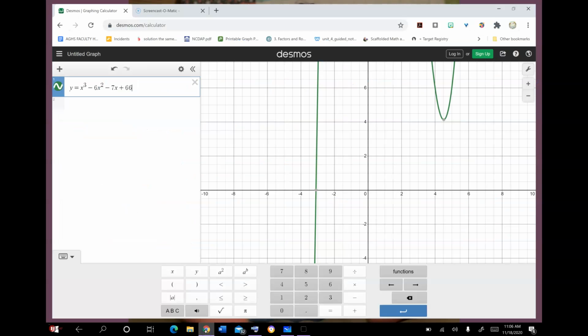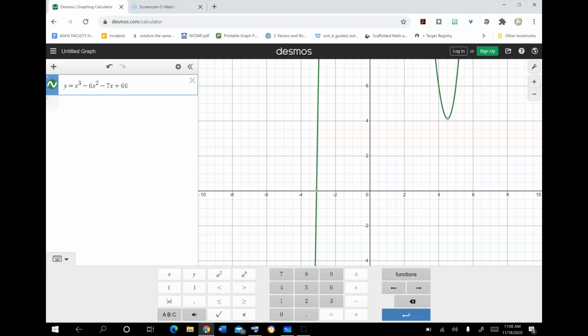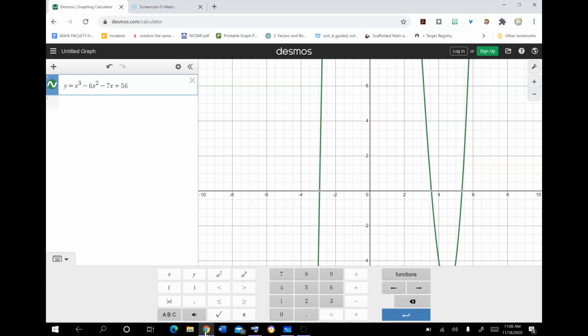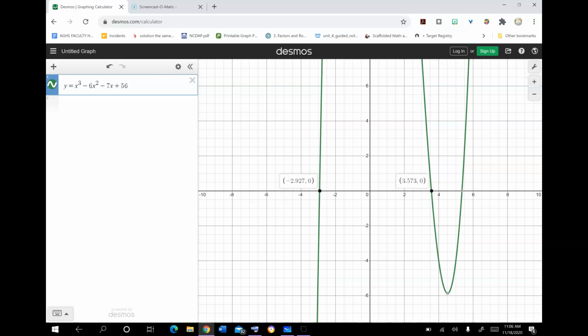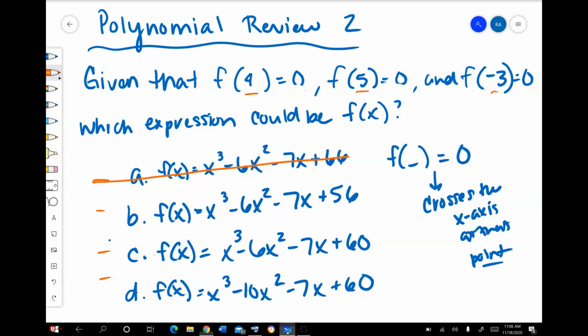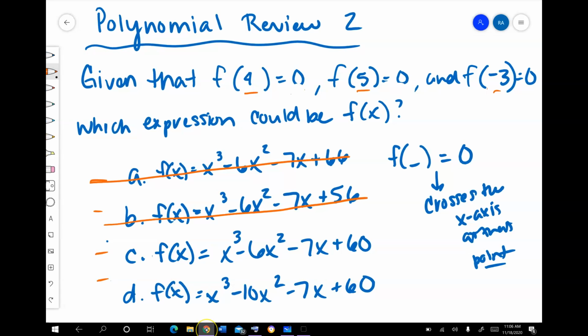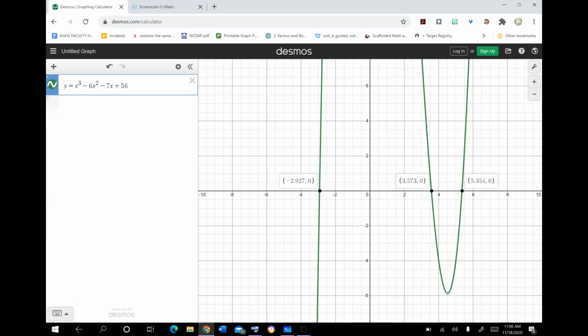Let's go to B. It is minus 6x squared minus 7x, and it's going to be plus 56 on the end. All right, it crosses 3 times. I'm looking for 4, 5, and negative 3. Nope, nope, nope. So B's not it either. So we can mark B out. Let's do C.